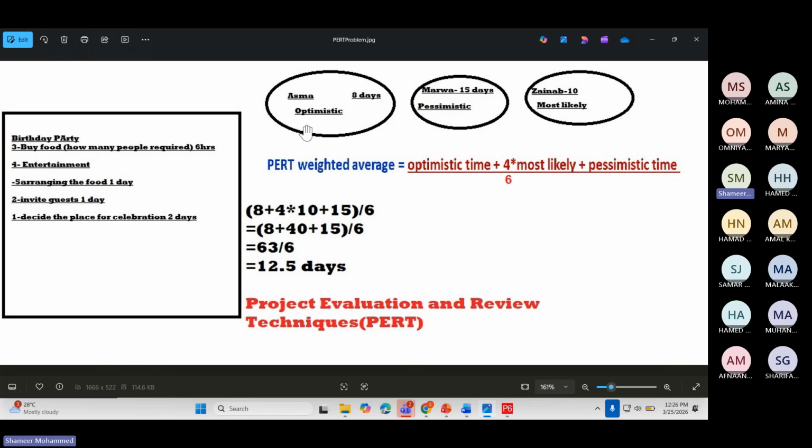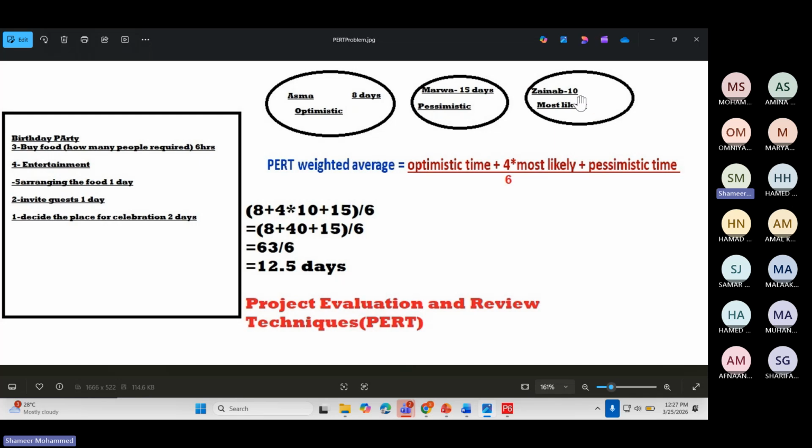Same task, I asked another team member, Marwa. Marwa, can you design the login page? Then Marwa is replying to me, okay, I will do it, mister, but I need 15 days. Okay, then I kept it as pessimistic. Then last one more candidate team member, I asked Zainab, can you design the login page? She is telling 10 days. So one team member has told 8 days to complete the login page. The second student is telling 15 days. The third team member is telling 10 days.